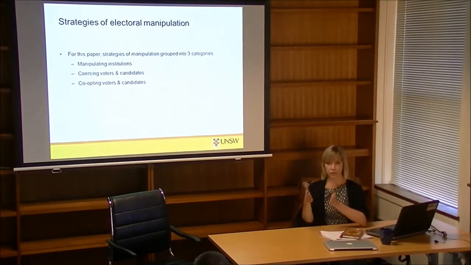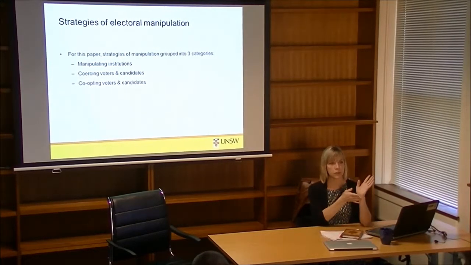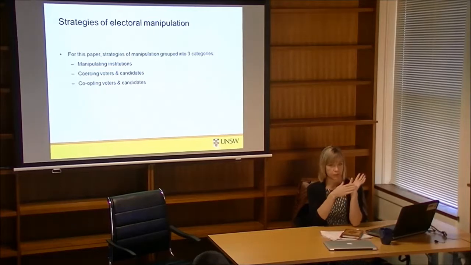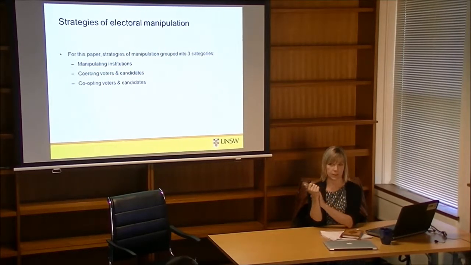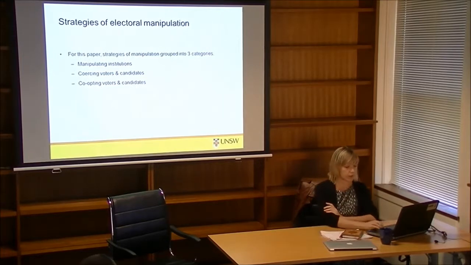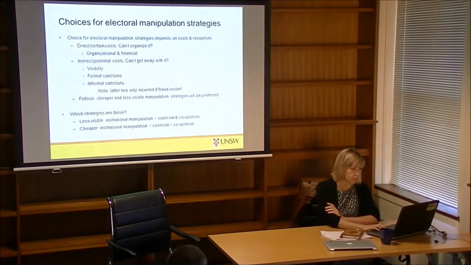One strategy is to manipulate institutions. That means rigging the electoral framework, getting an electoral management body that's under your control, so that it's not independent, so that you can monitor the whole process and rig it from the start. The other is coercing voters and candidates, so basically sticks. And the other is co-opting voters and candidates, basically carrots, buying votes and buying candidates to join you.